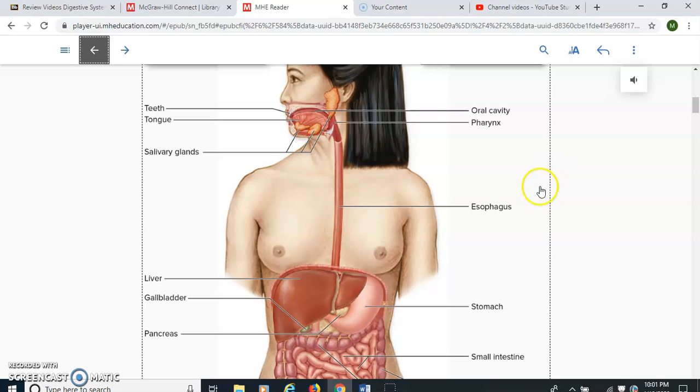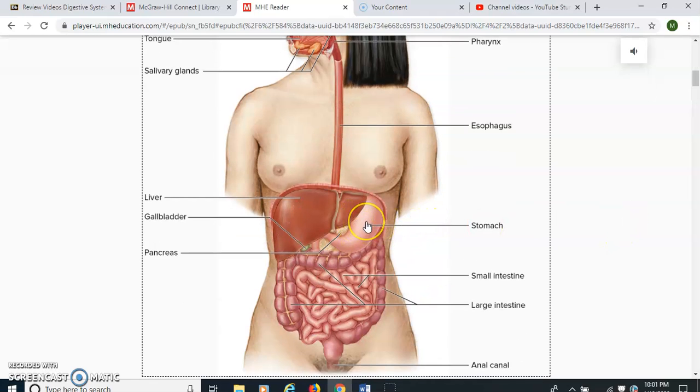And then as the carbohydrate in the bolus comes down the esophagus and enters the stomach, we don't have any enzymes in the stomach that are going to break down carbohydrates. So our carbohydrate will pass through the stomach and then get into the duodenum and then the small intestines. And so it's in that area where we're going to have continued chemical digestion of the carbohydrates.